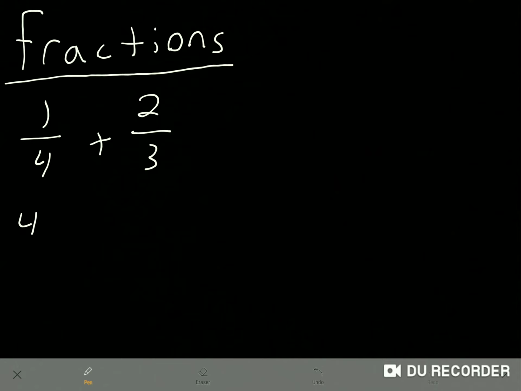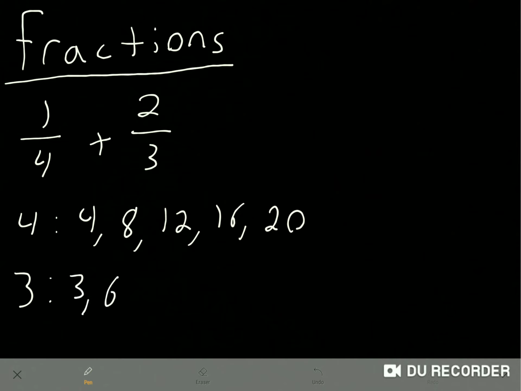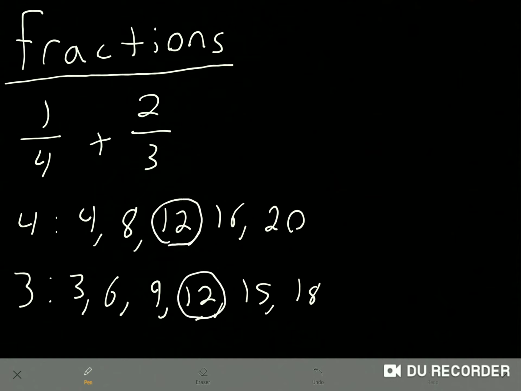So for 4, its multiples include 4, 8, 12, 16, 20, and so on. For 3, we have 3, 6, 9, 12, 15, 18, and so on. So if we look at this, eventually we might come across more numbers that are the same, but the first number that we see in both of them is 12 that they share. And so we want to get both of our denominators to be 12.